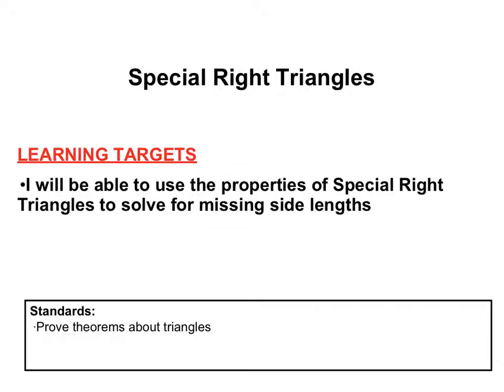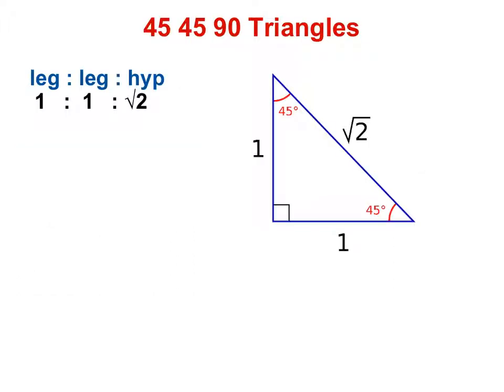This lesson is on special right triangles. Learning target: I'll be able to use the properties of special right triangles to solve for missing side lengths. There are two different types of special right triangles. We're going to talk about the 45, 45, 90 triangles.